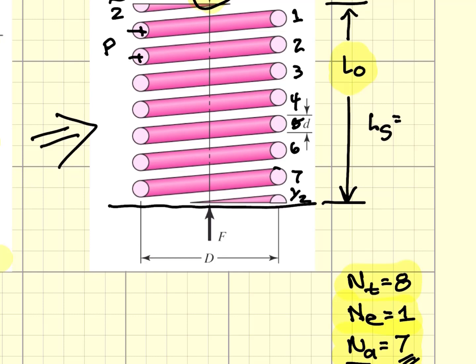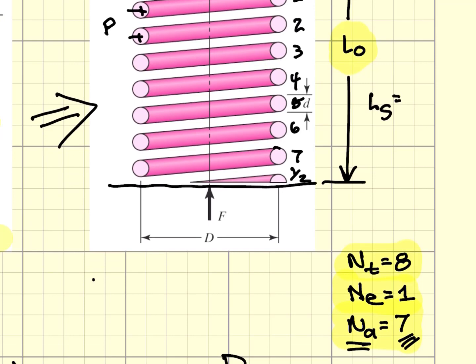Now, the other thing that's important is this solid length. So if we apply a load and all of the coils touch, that solid length should be equal to the wire diameter, which is given by lowercase d, times what? The total number of coils, NT. So that would be 8 times d in this case.